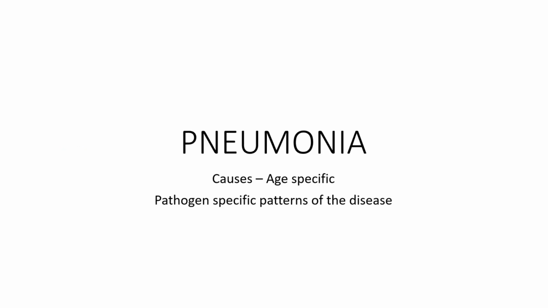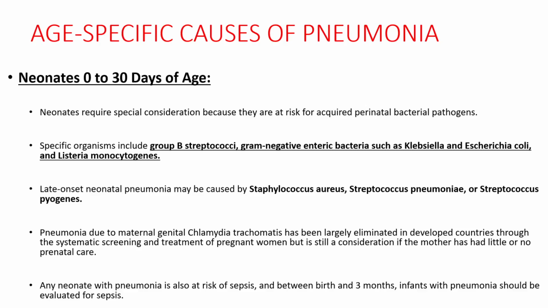In this video, we shall discuss pneumonia causes that are age specific and also pathogen specific patterns of the disease. When we look into pneumonia, starting from birth, neonates require special consideration because they're at risk of acquiring bacterial pathogens that are acquired perinatally. The organisms most specific to this age group are group B strep, gram-negative enterobacteria such as Klebsiella, E.